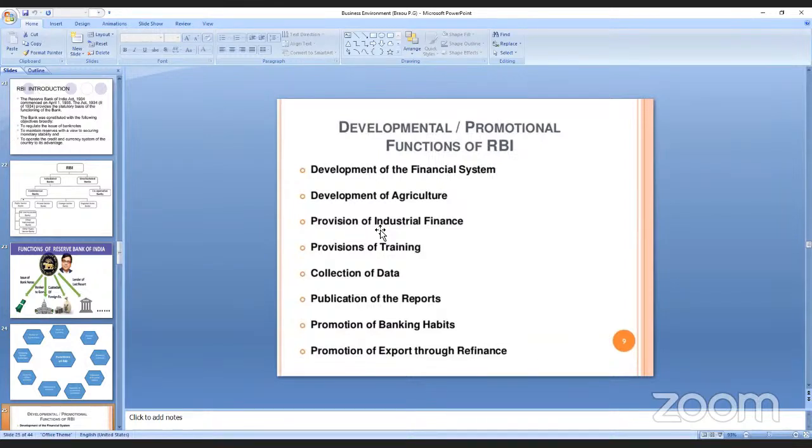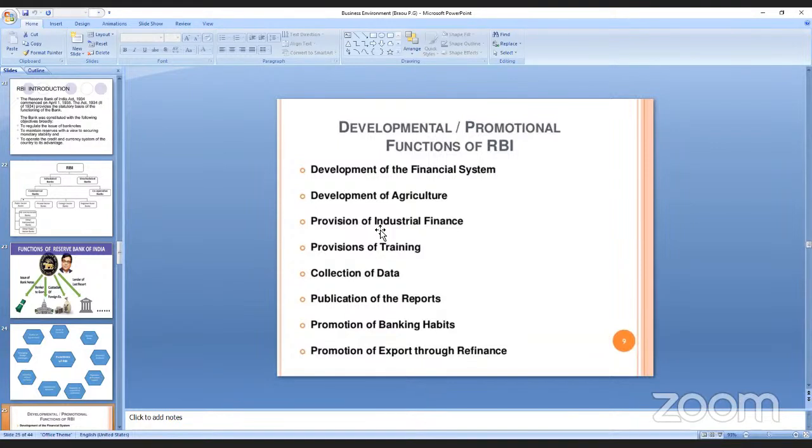Refinance means what? I think you have heard about insurance and reinsurance. Not renewals. Suppose I have an insurance company, and you are taking insurance from my company. Whatever policies there are, I take again to another company and make the reinsurance. Okay, is it clear?